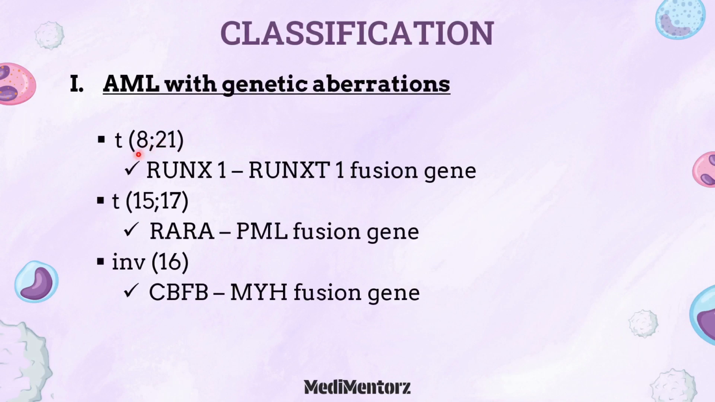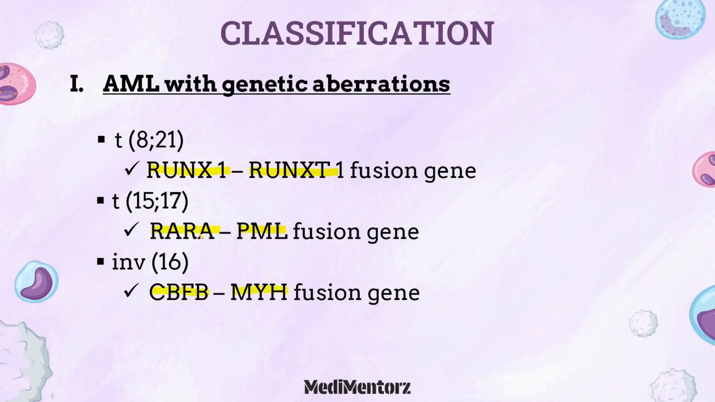So, three genetic abnormalities are associated with acute myeloid leukemia. The one is the translocation between chromosomes 8 and 21, which results in fusion of the RUNX1 and RUNX-T1 genes. Translocation between 15 and 17 results in fusion of the RARA and PML genes, whereas inversion of chromosome 16 results in fusion of the CBFB and the MYH fusion gene.